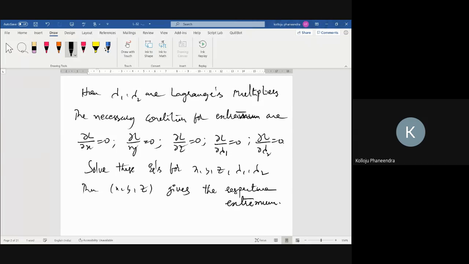This is the methodology, Lagrange's multipliers method. What is the use of this method? If you are required to find maxima or minima of a function of more than 2 variables, then we use Lagrange's method. But there must be a condition given which relates the variables x, y, z.